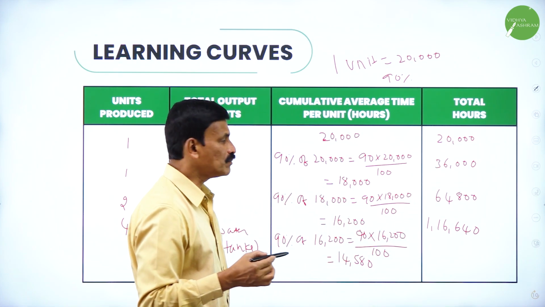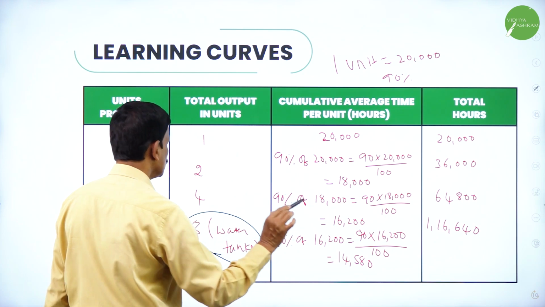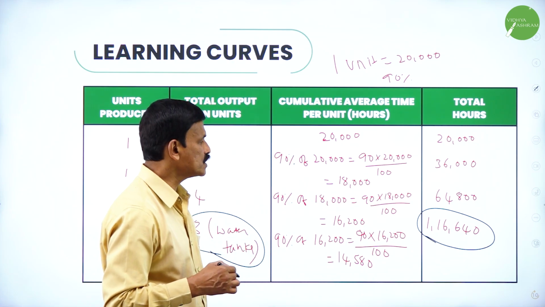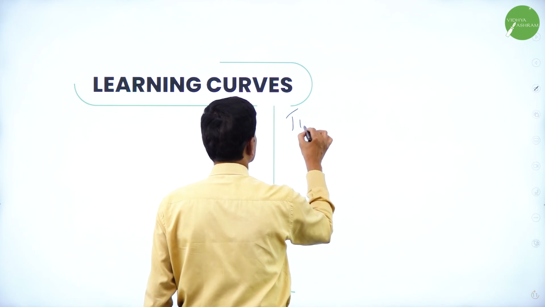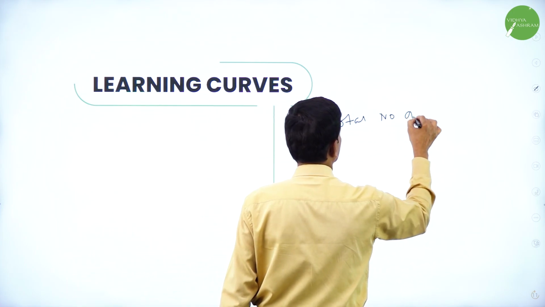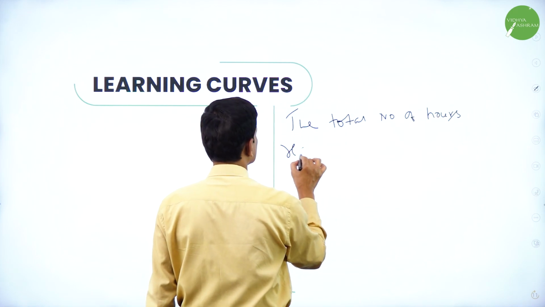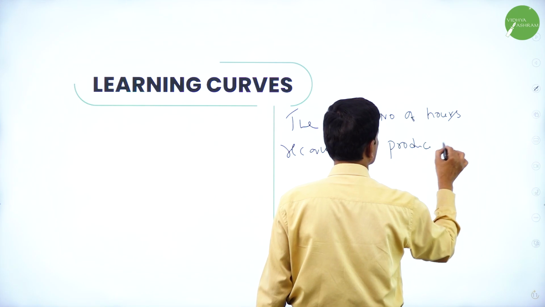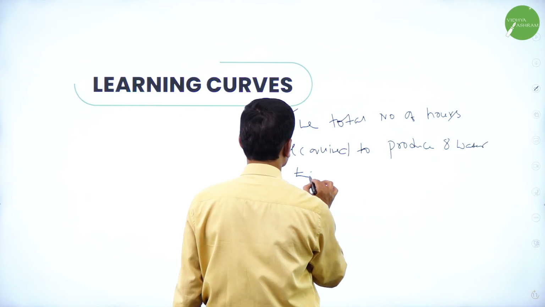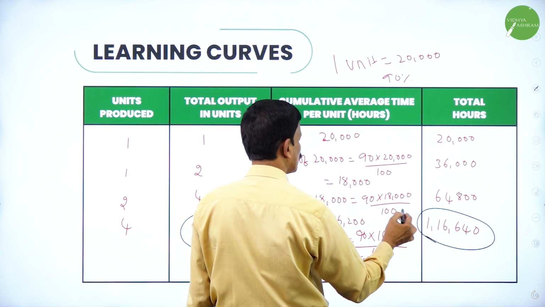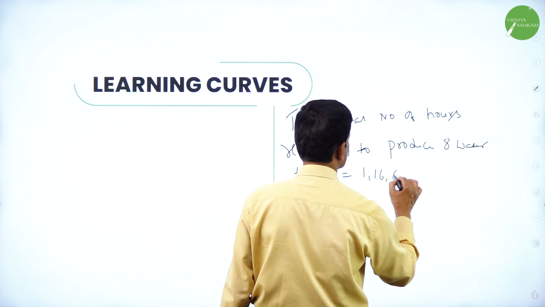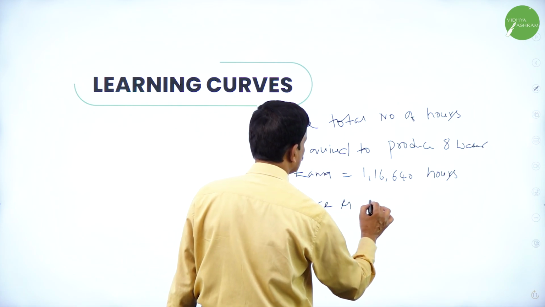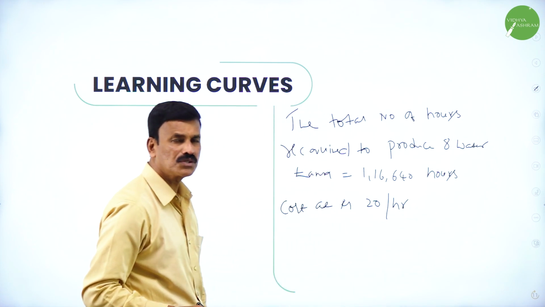So therefore, the total number of hours required to produce 8 water tanks is 1,16,640 hours. Now the cost, at rupees 20 per hour.